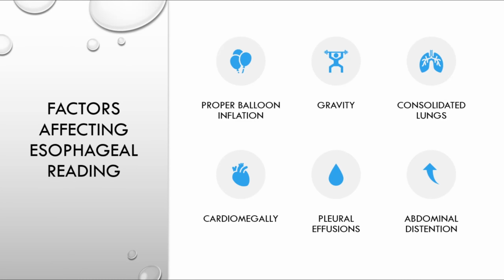Factors affecting our pressure readings. I'd say the number one factor for us, and where there's the most room for user error, is proper balloon inflation. We'll go over this technique a little later. Others are gravity, meaning patient positioning, consolidated lungs, cardiomegaly, pleural effusions, and abdominal distension. Other than the balloon inflation, what all of these have in common is putting pressure up against the lungs, pushing up against the lungs. So this can affect our pressure readings.